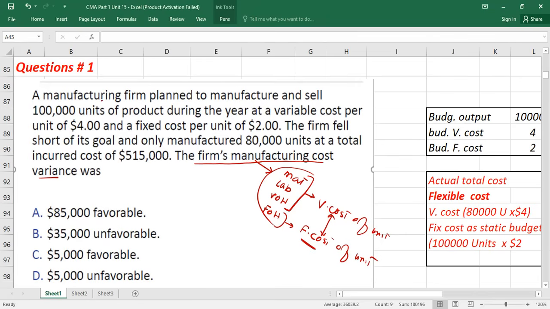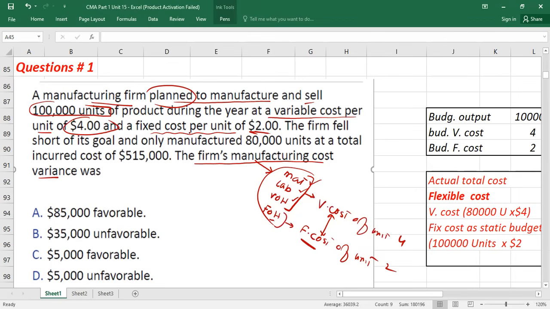A manufacturing firm planned to manufacture and sell 100,000 units of product. So this is the planned result. It's the budgeted units. The variable cost per unit is $4. Variable cost means it includes material, labor, and variable overhead. And fixed cost per unit is $2. So variable cost is $4 and fixed cost is $2, which is given.